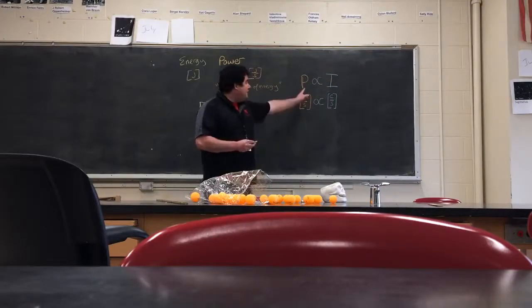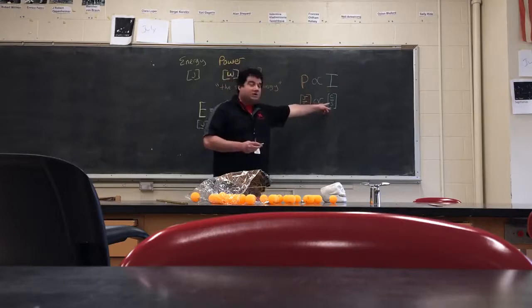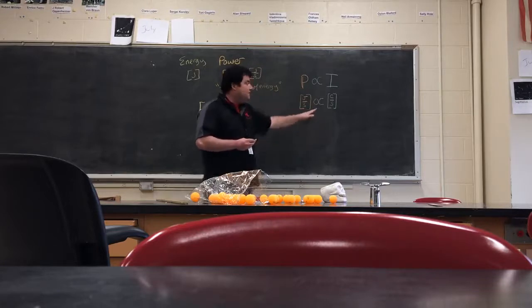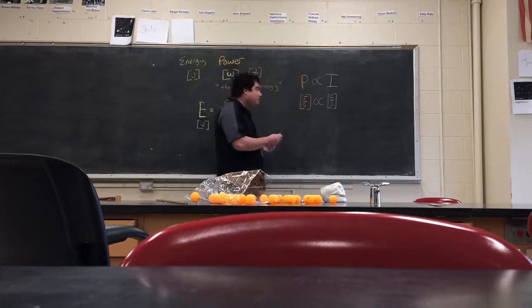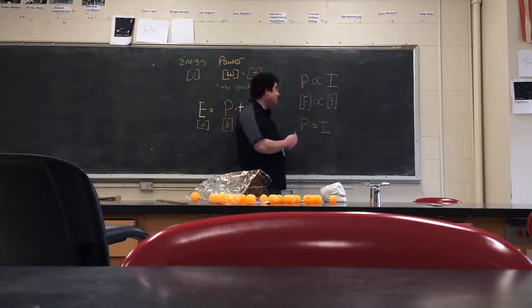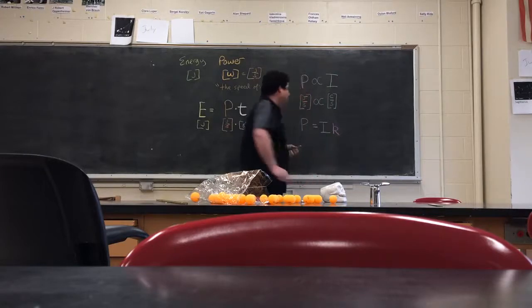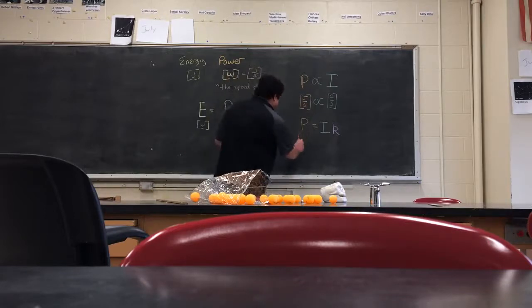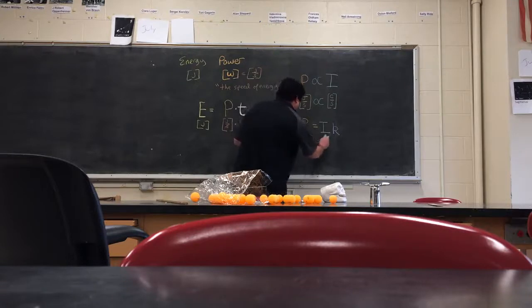So we just justified how power, joules per second, must be proportional to current, coulombs per second. The more frequently charge reaches its destination, the faster work is being done. But this is not an equal sign. If we wanted to turn this into an equation, we would have to say something like power equals current times some constant. And what would the units be on that constant? Well, let's look. We've got joules per second for power. We've got coulombs per second for current.